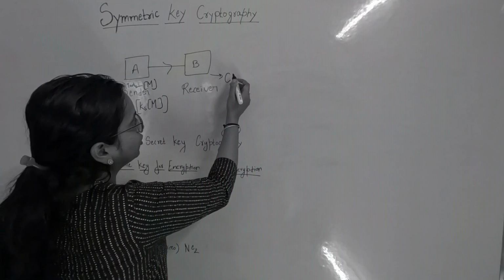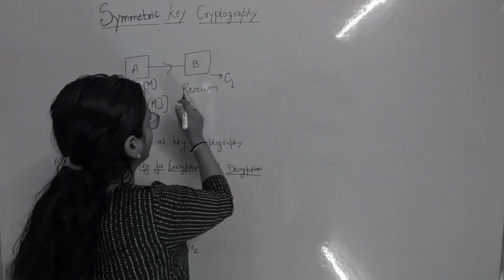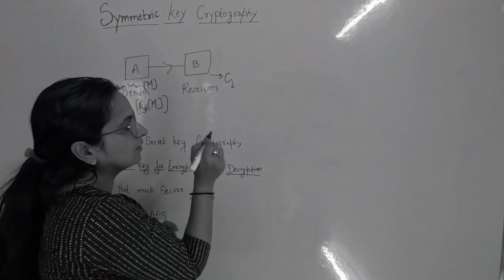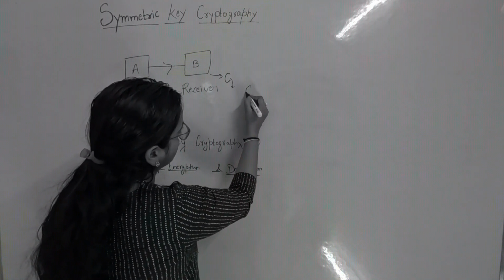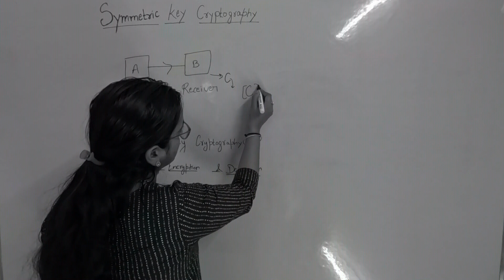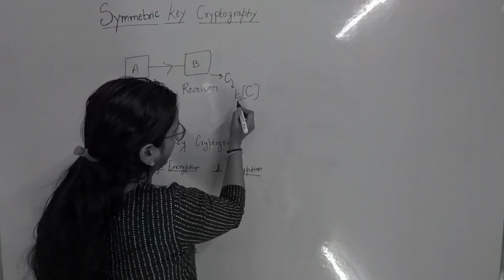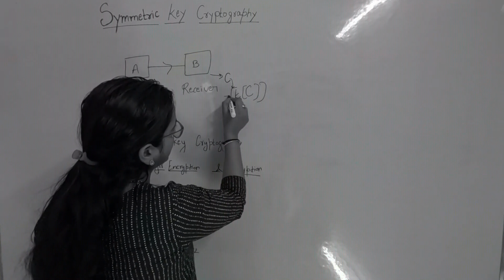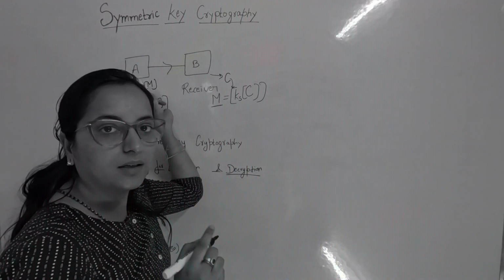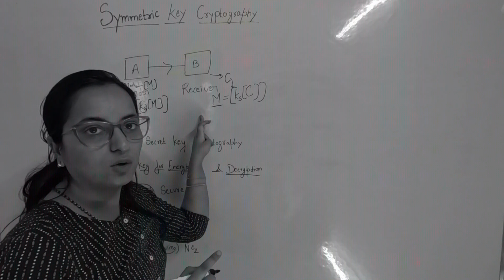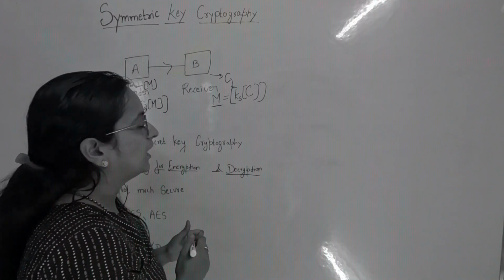Now again it will use the same key. The same key KS will be used by B also, and this was our message C. So B will again use the key KS, this time for decrypting this message, and it will convert it to the message M, which the sender A originally sent. It can be hello or any message.